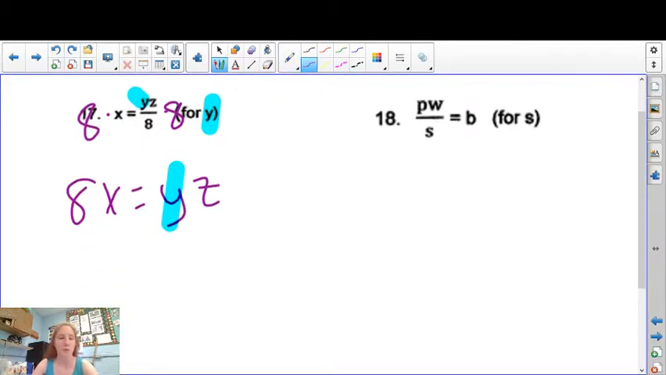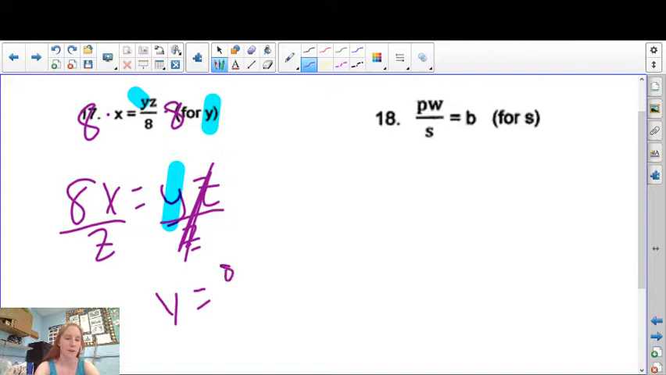Right now, y and z are being multiplied. So to undo that multiplication, I'm going to divide by whatever is causing the issue. And in this case, it's z. So I want y by himself. So my z's cancel out. I'm left with y is equal to 8x divided by z.